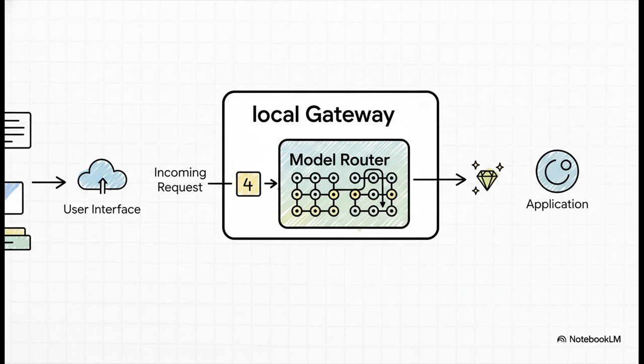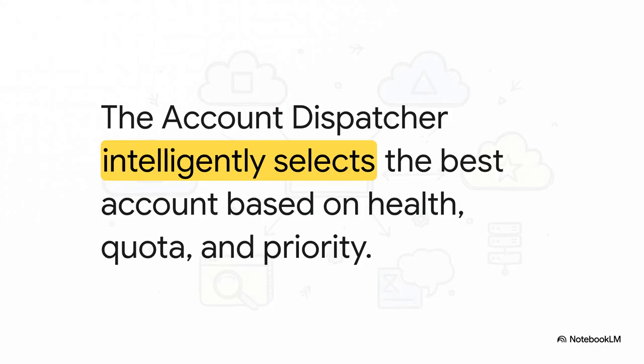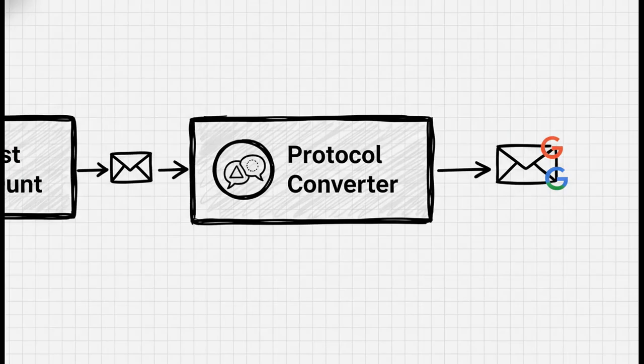It's huge. Now, for the really smart part. The account dispatcher takes a look at all of your available Google or Anthropic accounts. It checks their health, it sees how much quota is left, and it picks the absolute best one for the job, all in a matter of milliseconds. So, once the best account is chosen, the protocol converter steps in. It's basically a translator. It takes your unified request and translates it into the specific native format that the final API provider, like Google, actually understands. It handles all those unique requirements for you.